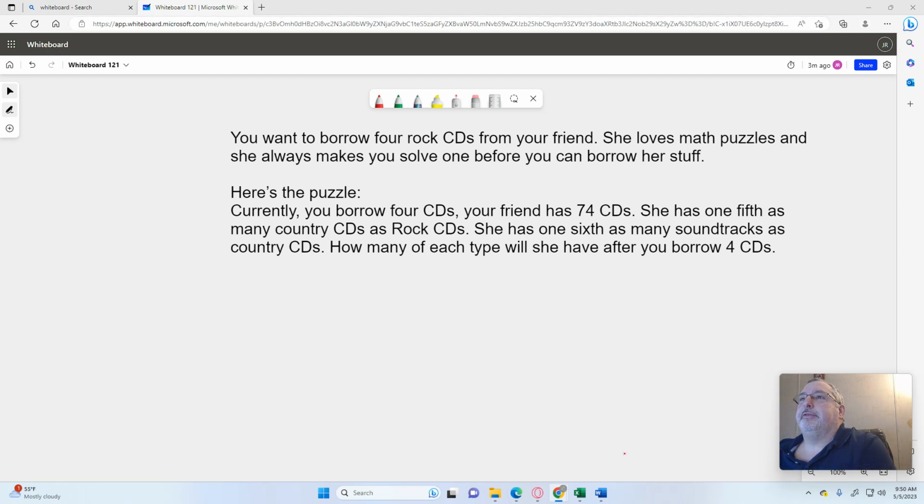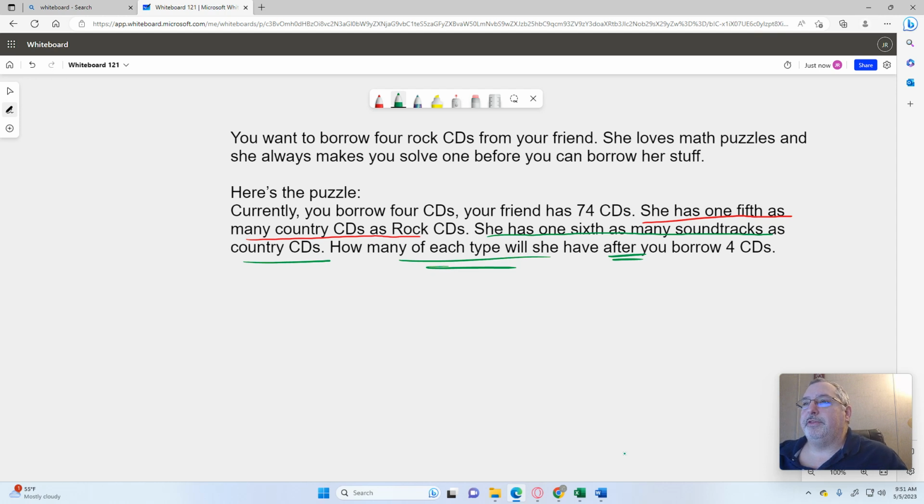She has 1/5 as many country as rock. That's one thing we've got to look at. And then she has 1/6 as many soundtracks as country. And then we want to know, and this is important, how many will she have after you borrow the 4 CDs? So we have to find how many she has of each, and then figure out how many she's going to have after you borrow.